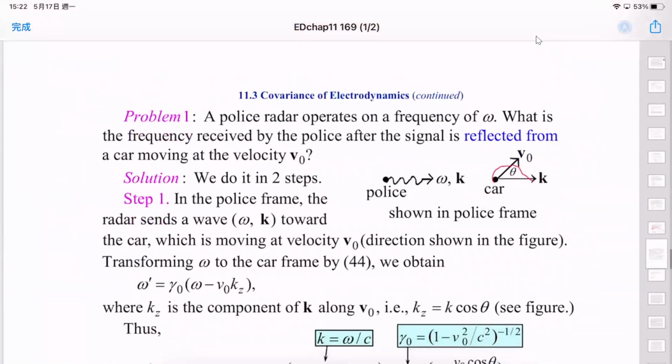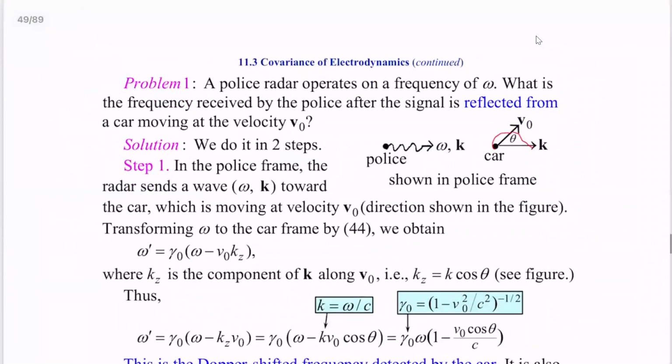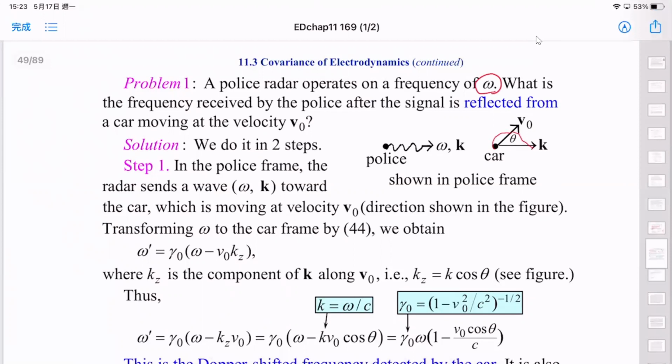Now, I want to give you 2 examples. Problem 1: a police radar operates on a frequency of omega. What is the frequency received by the police after the signal is reflected from a car moving at velocity v0? That is, the police is chasing a car and the car moves at a velocity v0. So the police send a signal, frequency omega with wave number k. The signal will be bounced back, reflected from the car moving at a velocity.